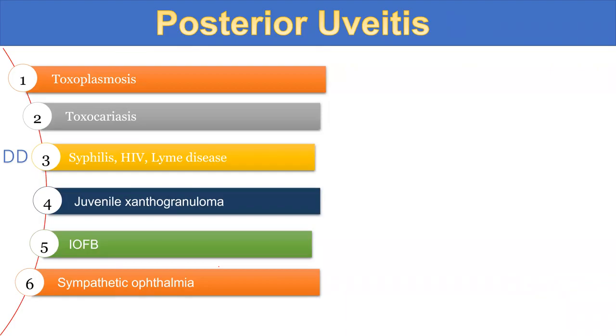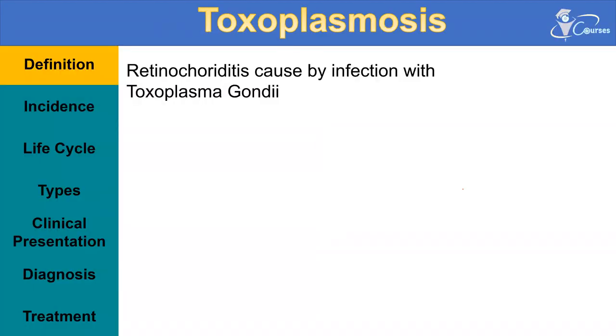And finally, posterior uveitis has a differential diagnosis including toxoplasmosis, toxocariasis, syphilis, HIV, Lyme disease, juvenile xanthogranuloma, which we will talk about in the pathology, intraocular foreign body, and sympathetic ophthalmia. We will talk mainly about toxoplasmosis and toxocariasis now, and for the others we will leave them for the uveitis lecture. In toxoplasmosis, as you know, it is an infection by the parasite Toxoplasma gondii. This parasite will cause retinochoroiditis or posterior uveitis.